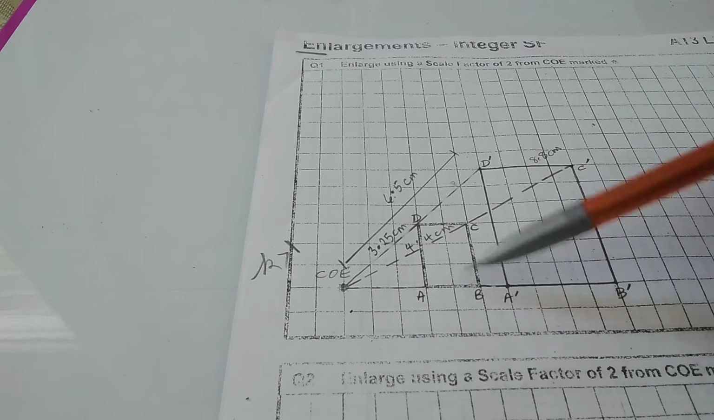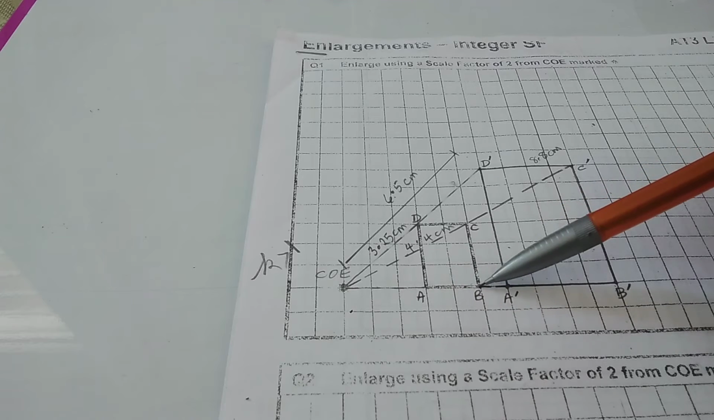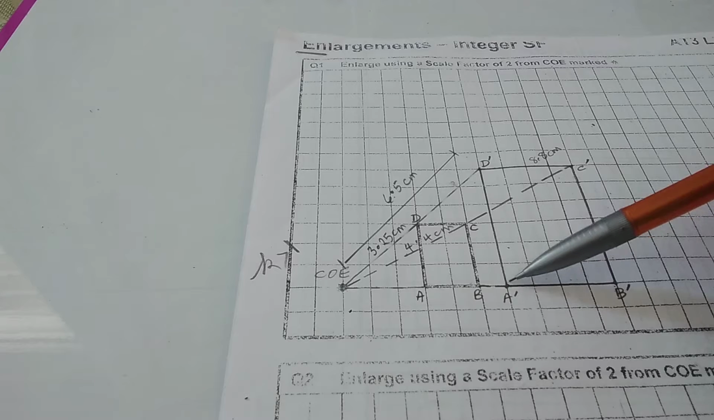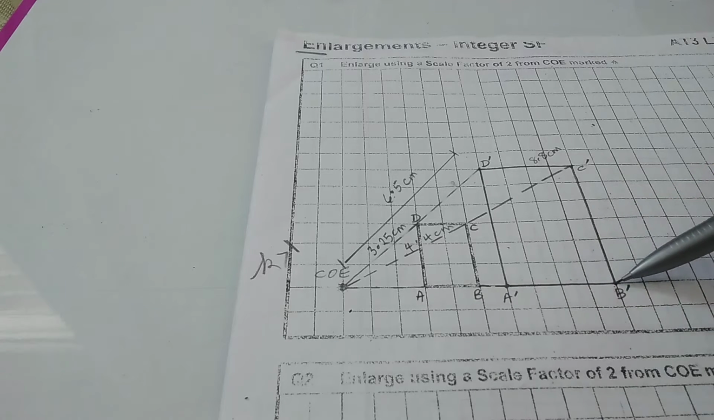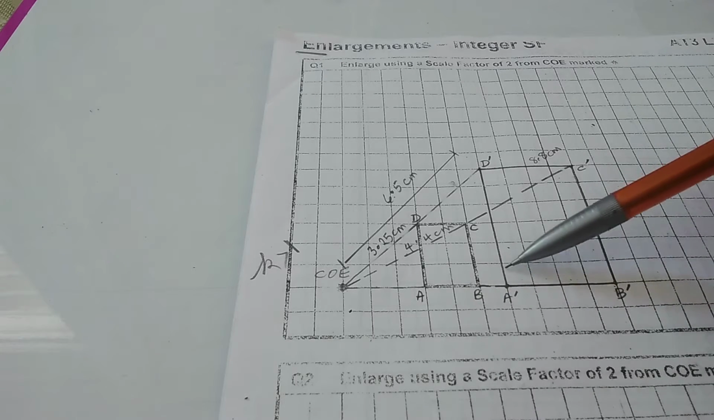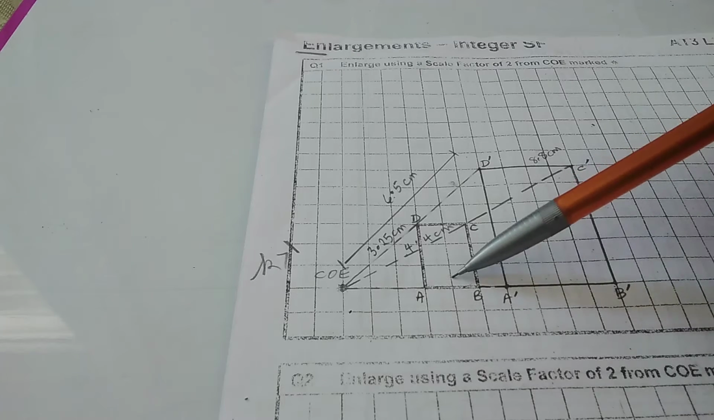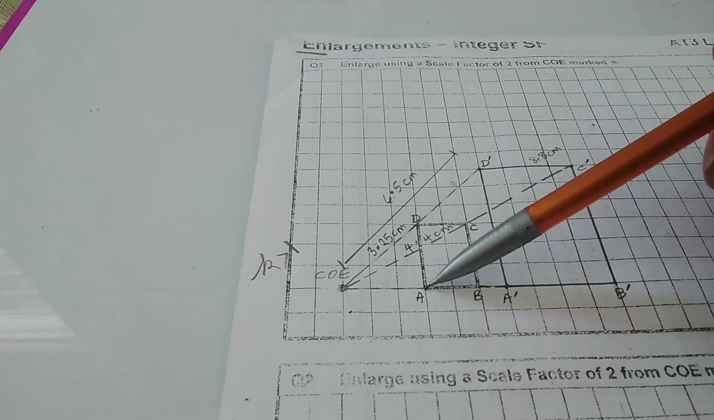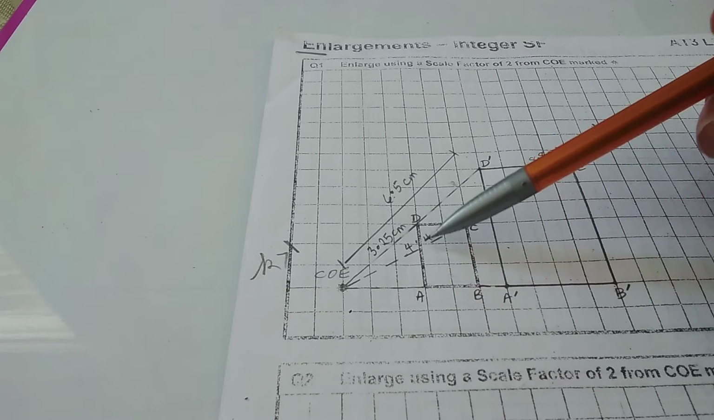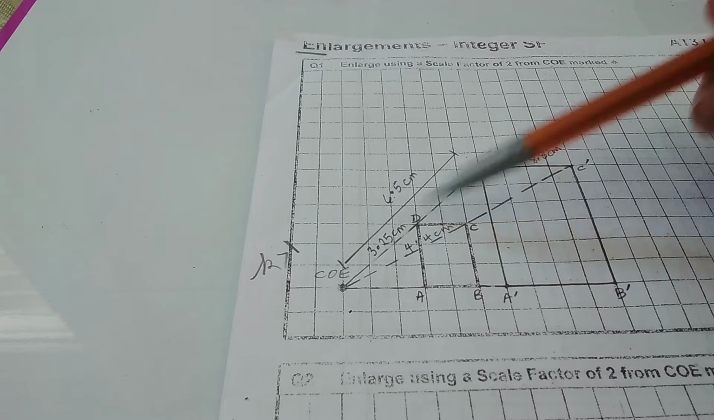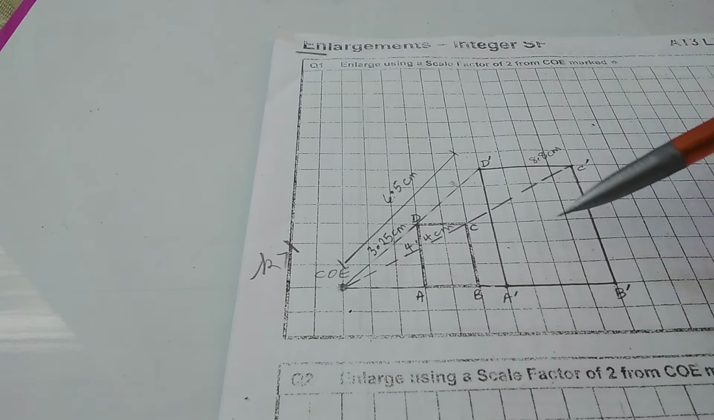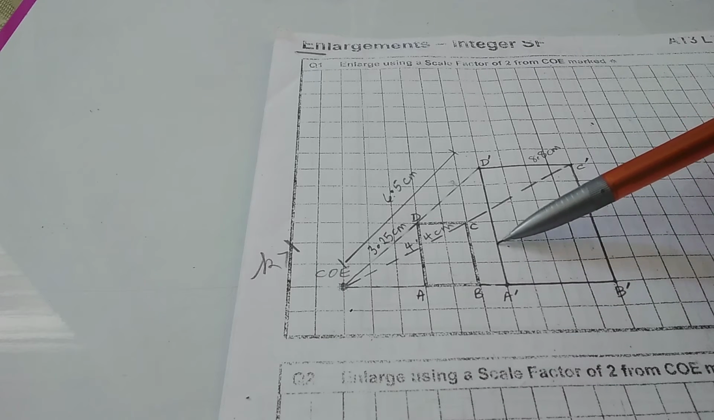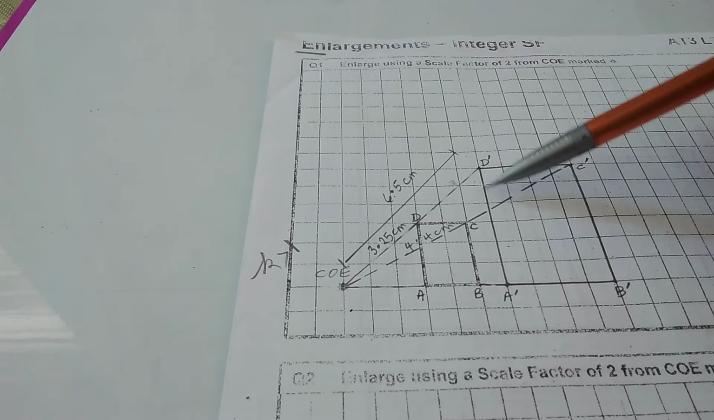From A to B is 2 centimeters or 2 grids, while A prime to B prime, you have 4 grids. 1, 2, 3, 4. 4 boxes. So 4 is 2 times the 2 here. Look at the side from A to D. We have 1 box, 2 boxes, 3. So if the image is supposed to be 2 times, then it should be 3 times 2. So here we go, 1 box, 2 boxes, 3, 4, 5, 6.